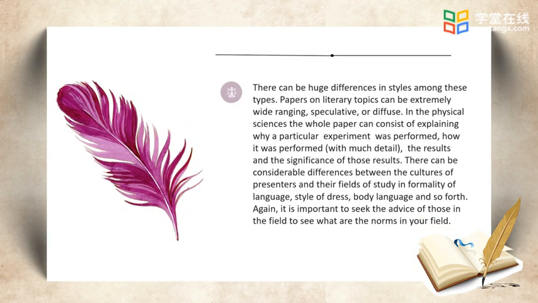There can be huge differences in styles among these types. Papers on literary topics can be extremely wide-ranging, speculative, or diffuse. In the physical sciences, the whole paper can consist of explaining why a particular experiment was performed, how it was performed with much detail, and the results and significance of those results. There can be considerable differences between the cultures of presenters and their fields of study in the formality of language, the style of dress, body language, and so forth. Again, it is important to seek the advice of those in the field to see what the norms are in your field.